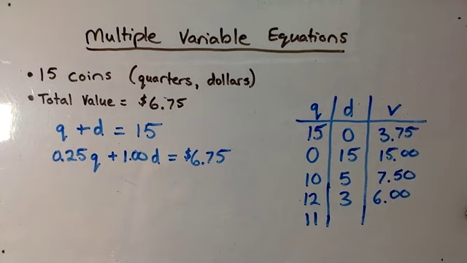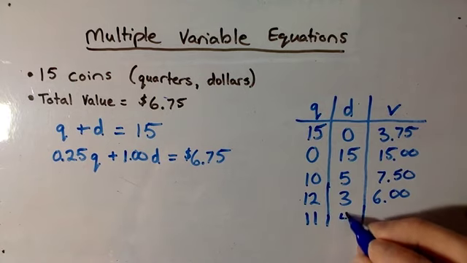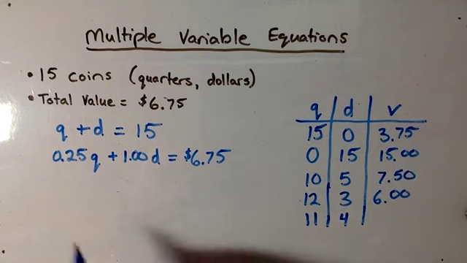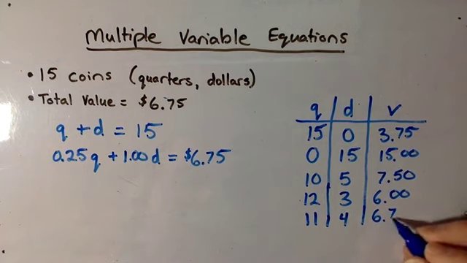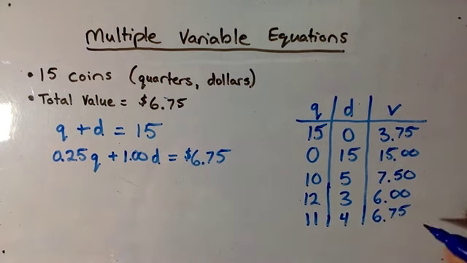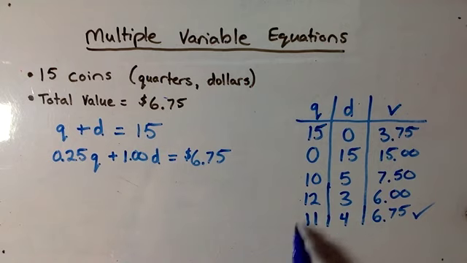So if we have 11 quarters, that means we're going to have 4 dollars. If I did 11 times 0.25, that's going to give me $2.75, and if I do 4 times $1, that's $4. So $2.75 plus $4 is $6.75. So we've now found the number that we're looking for. You can go back and check this and make sure that everything makes sense. But we have determined that 11 times 0.25 plus 4 times $1 will add up to give us $6.75, and that's what we're looking for.